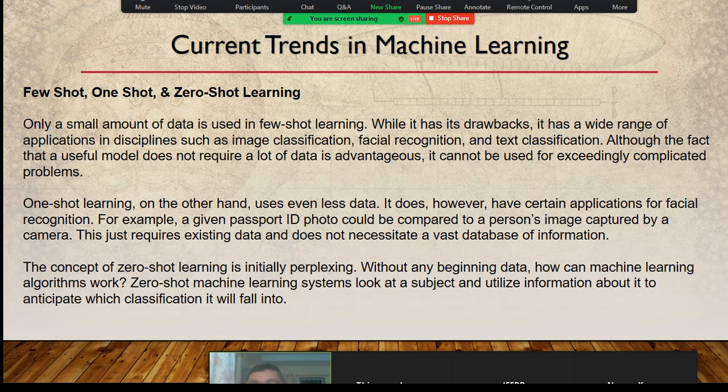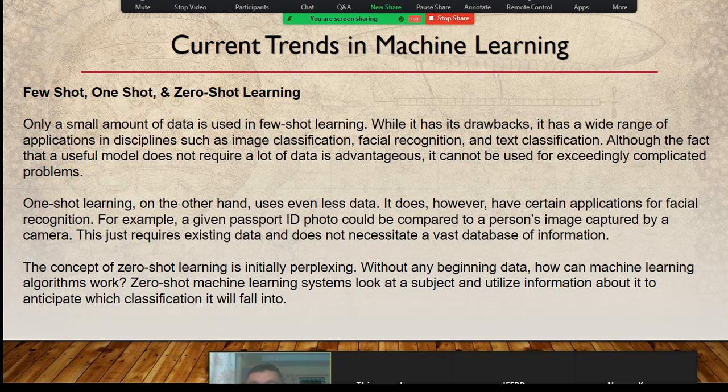One-shot learning, on the other hand, uses even less data. It does, however, have certain applications for facial recognition. For example, a given passport ID photo could be compared to a person's image captured by a camera. This just requires existing data and does not necessitate a vast database of information.